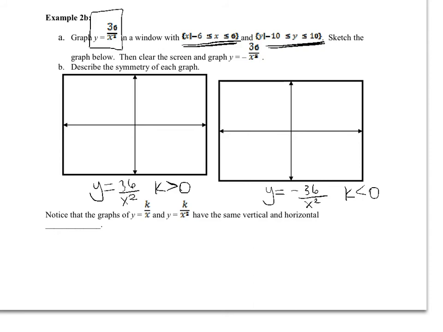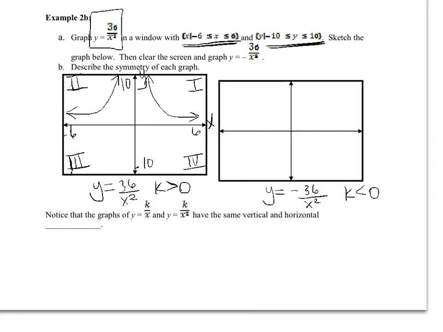Okay, so let me draw the left graph. You have the y-axis and the x-axis, and we are going from negative 6 to positive 6 for the x values, and negative 10 to positive 10. And your graph should look something like this when you graph it in your calculator. So in this case, it's going to be in the first and second quadrants because k is greater than 0. K is positive.